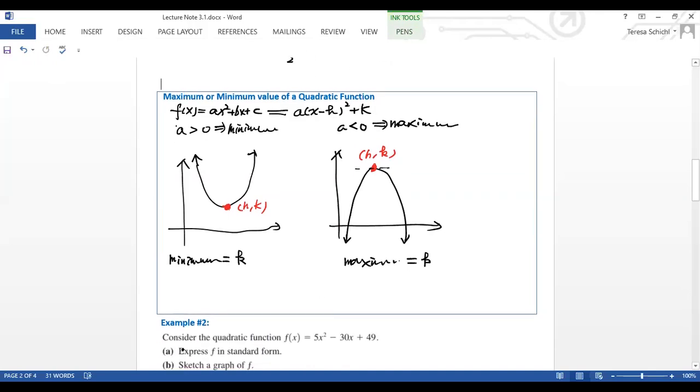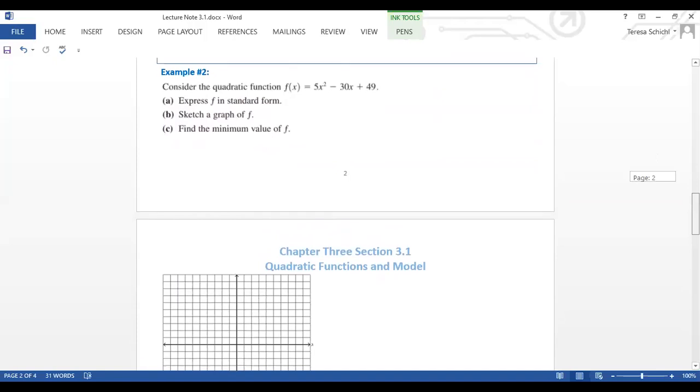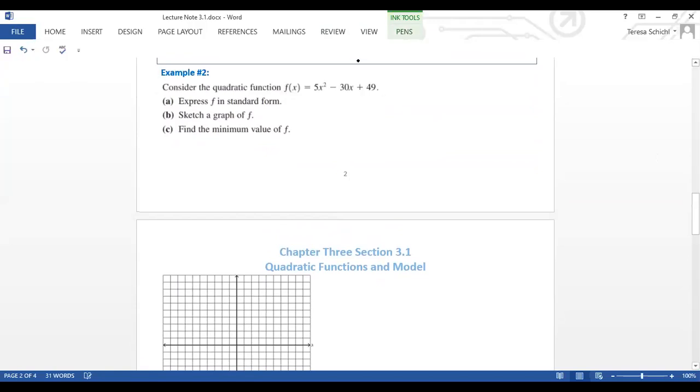Okay, so let's take a look here. This is the second example. Let's see what we'll be able to do. For this quadratic, first let's change it to the standard form. Just like we did before, what method do we need to use here? Complete the square, right? Let's try one more time to see if we know how to complete the square.